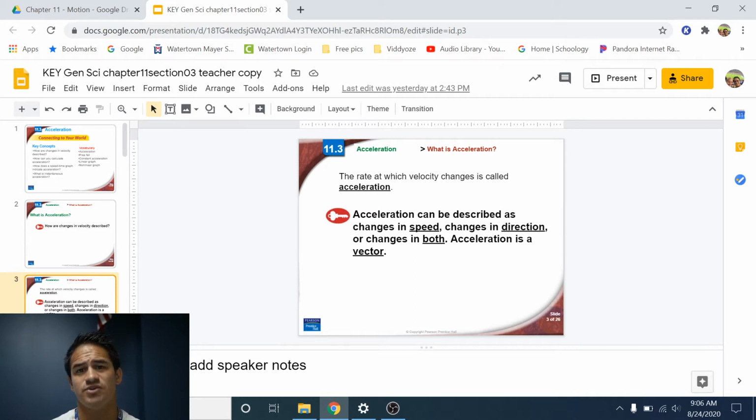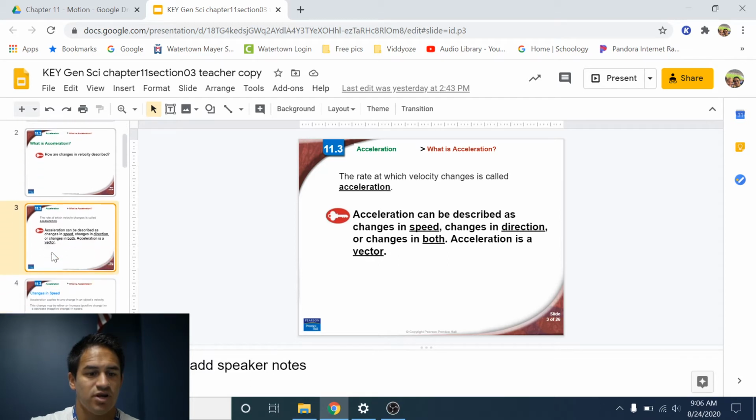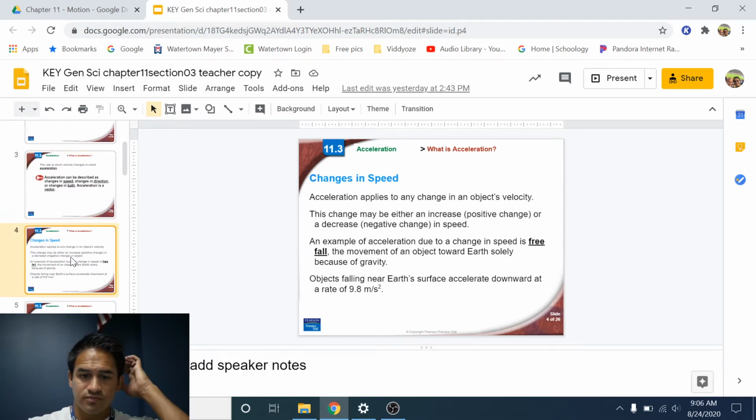And because we are talking about changing velocity, and velocity is a vector, that also means that acceleration is a vector. So anytime that we would have acceleration and we would need to represent it, we can do so by drawing an arrow.